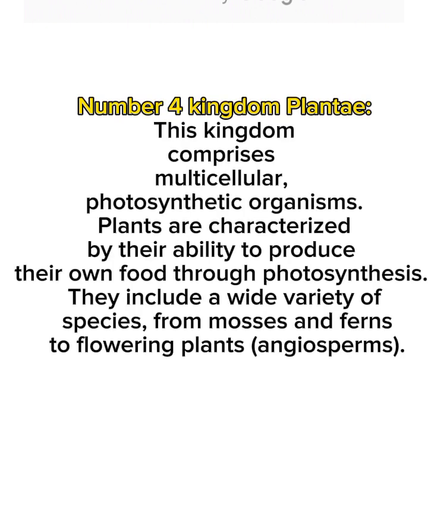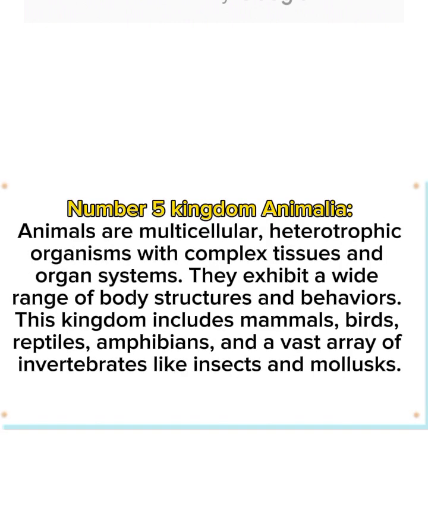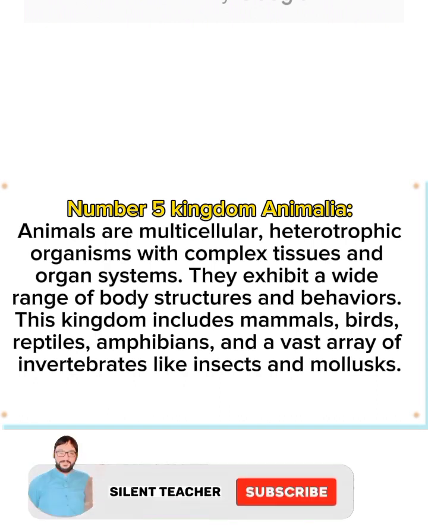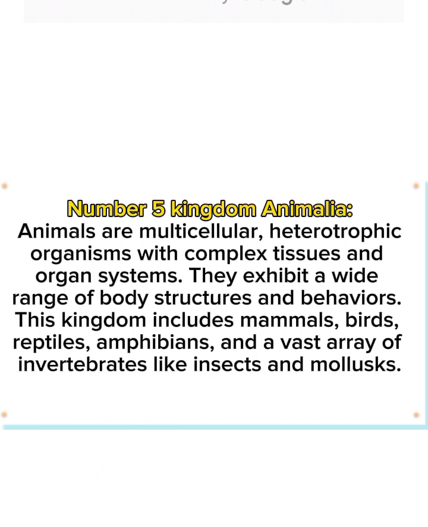Number 4. Kingdom Plantae. This kingdom comprises multicellular photosynthetic organisms. Plants are characterized by their ability to produce their own food through photosynthesis. They include a wide variety of species, from mosses and ferns to flowering plants and angiosperms. Number 5. Kingdom Animalia. Animals are multicellular, heterotrophic organisms with complex tissues and organ systems. They exhibit a wide range of body structures and behaviors. This kingdom includes mammals, birds, reptiles, amphibians, and a vast array of invertebrates like insects and mollusks.